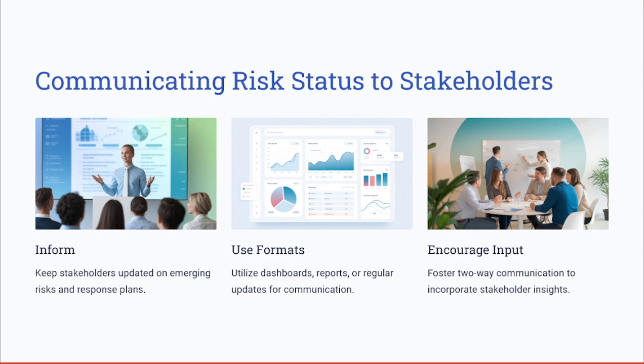Communicating the risks to the stakeholders with the risk status. So clear communication, we already have highlighted many times about the risk status, builds trust and ensures collaboration. By communicating these statuses to the stakeholders, it ensures that stakeholders are informed of these emerging risks and response plans, which makes them feel trust and confidence in you as a project manager. You may also use dashboards, reports, or regular updates to keep these stakeholders informed in regular ways.